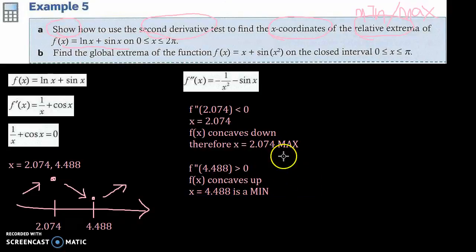So that's it. The results that we have right now match what we had when we created the sign diagram. You need to know both ways, but pay attention to the instruction by the question.